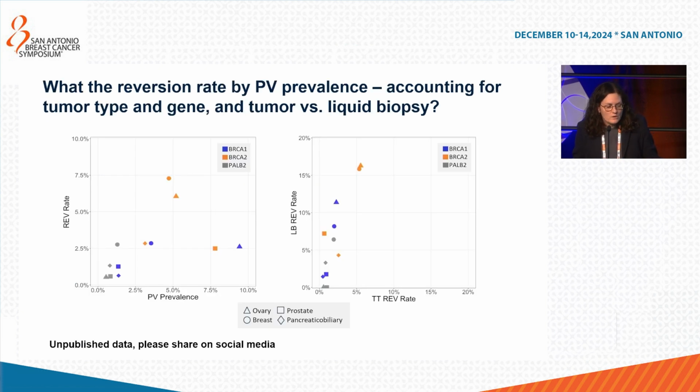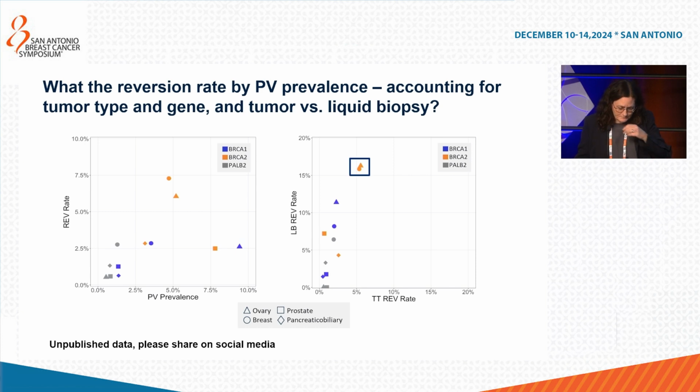Then we look at the reversion rate by the pathogenic variant prevalence, accounting for tumor gene and tumor versus liquid biopsy. Just to point out, the pathogenic variant frequency, not surprisingly, when you look at prostate and pancreatic cancers for PALB2 and BRCA1, is quite low. It gets higher for BRCA2, much higher for breast and ovarian cancer. And not surprisingly, despite the relatively high prevalence of BRCA1 mutations in ovarian cancer, the rate of reversion is relatively low.